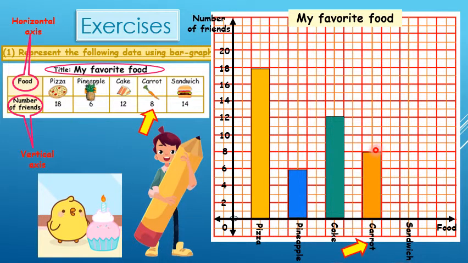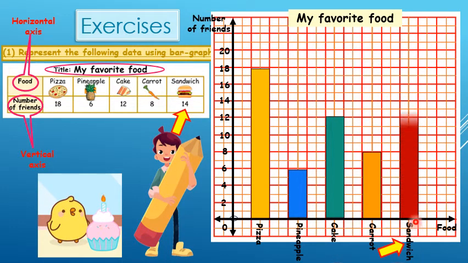Then draw your bar. And the last one, which is sandwich, we have 14 kids like sandwich. Then put your finger here and up, up, up until you reach 14. Then draw your bar. After you finish drawing your bars, you color it. Thank you. Good job.